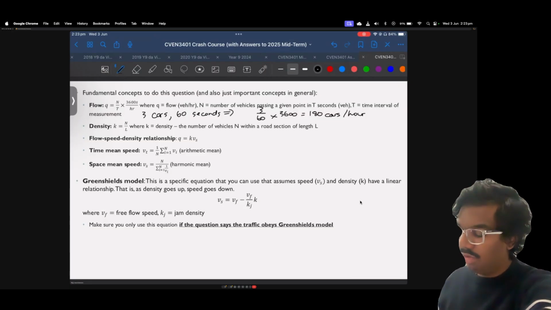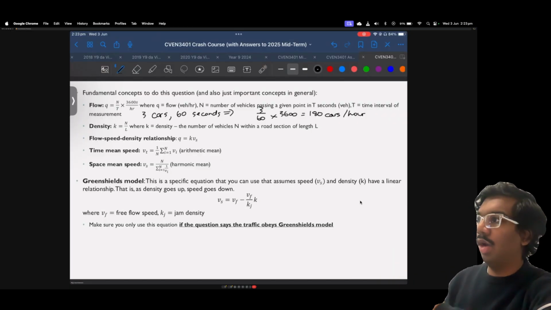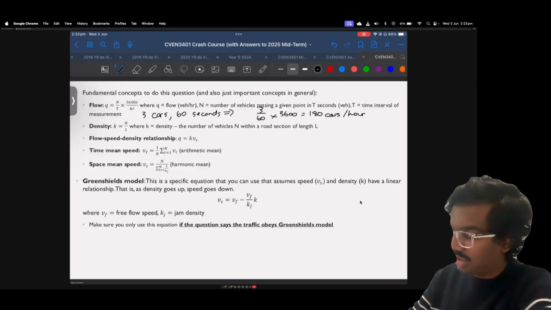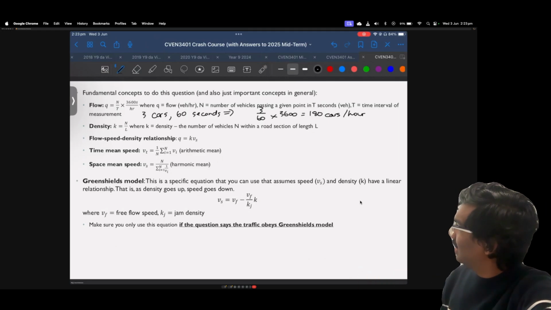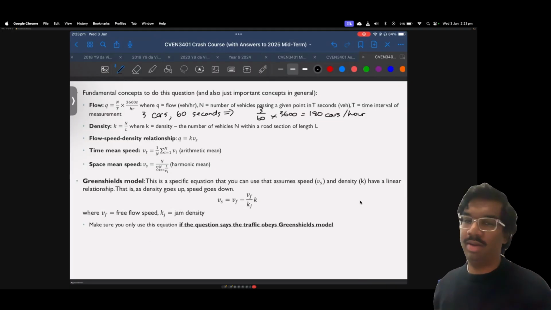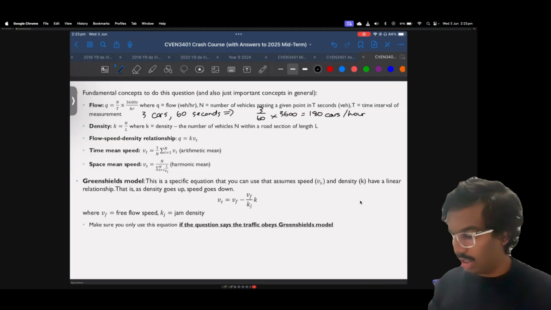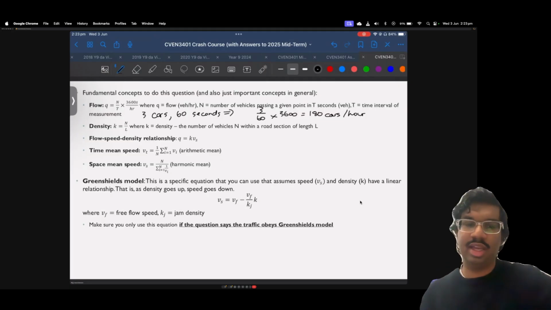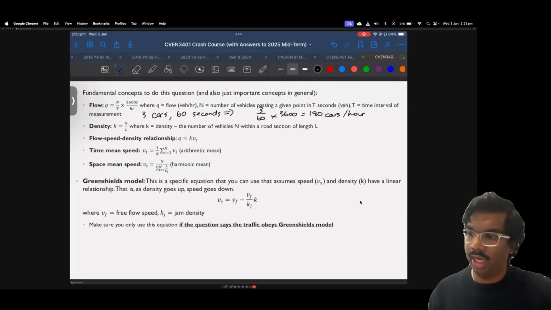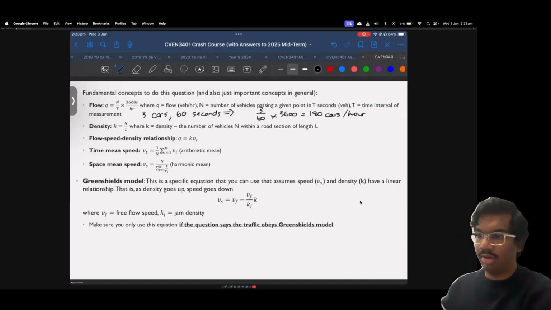So density, I kind of already went over this. It's the number of cars within a given road section. Okay, so for example, if you had 3 cars in 2 kilometers, then that would mean the density is 1.5 cars per kilometer, okay? So density is very different to what we're used to in physics. We're obviously used to the density of a liquid, but this is density of a road. So it's how many vehicles per length.